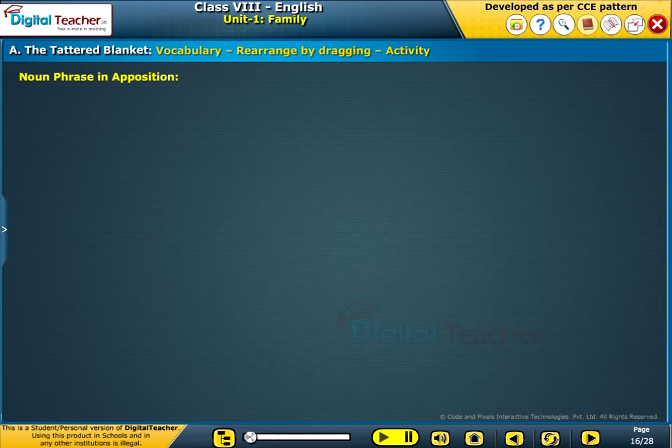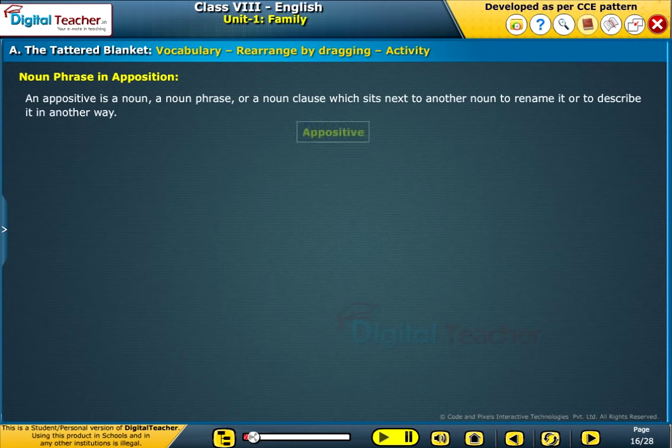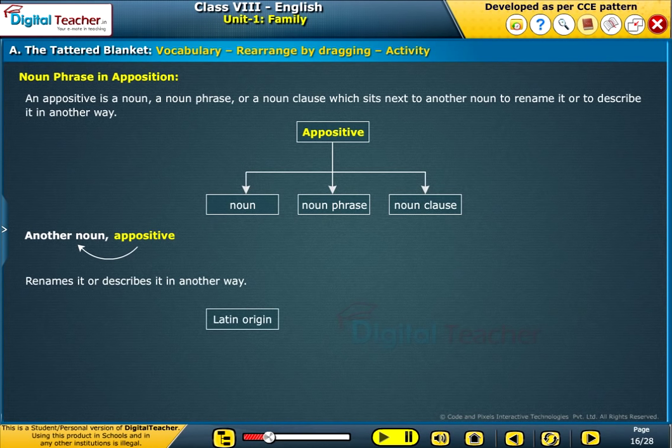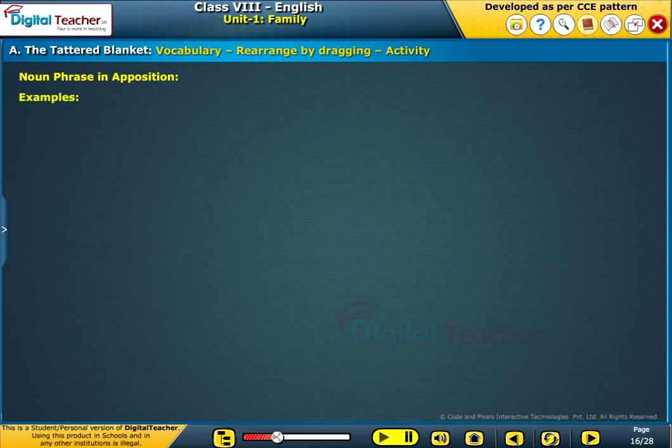Noun phrase in apposition. An appositive is a noun, a noun phrase, or a noun clause which sits next to another noun to rename it or to describe it in another way. The word appositive comes from the Latin for to put near. Let us see a few examples to understand noun phrase in apposition better.